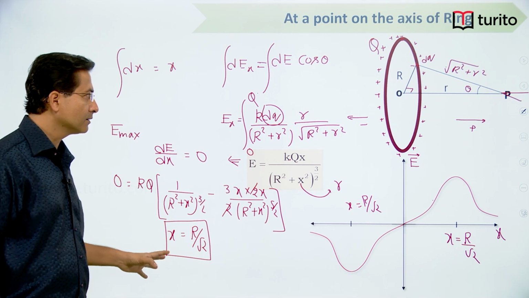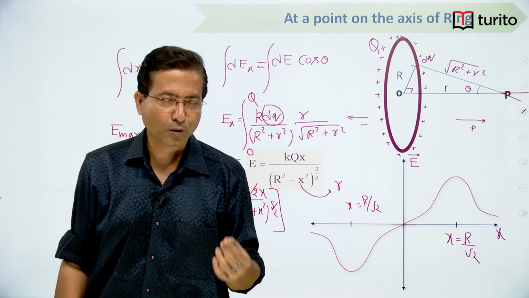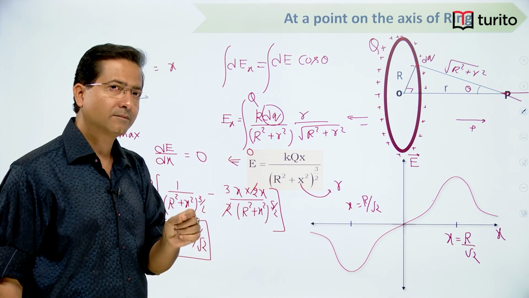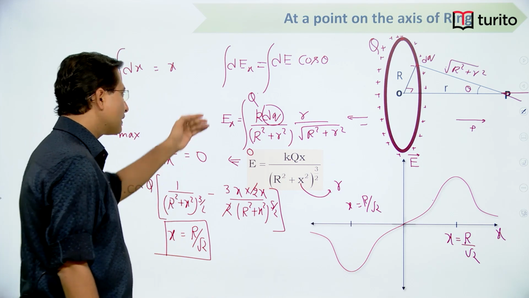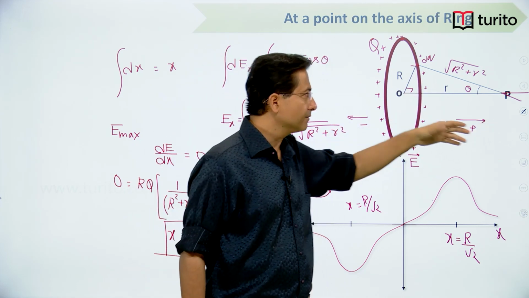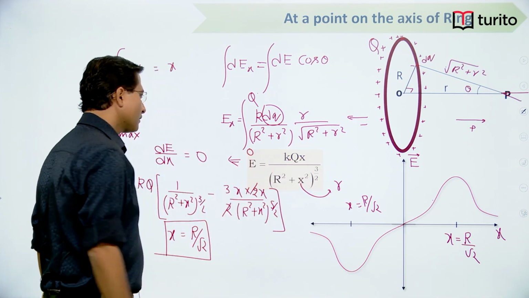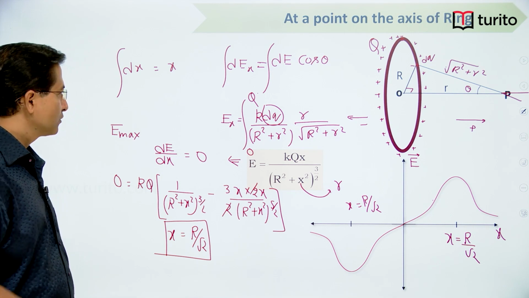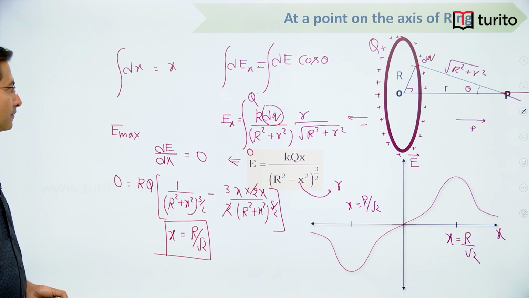So what we have done, we took the small element, got the field at a point on the axis of the ring, and due to all small elements we added their contribution. We resolved the components to add the contribution because the quantity we are talking about is a vector quantity. So after simplifying we got this expression. So this is an important result you can directly use, so keep this in mind. Now let us move to the next one.